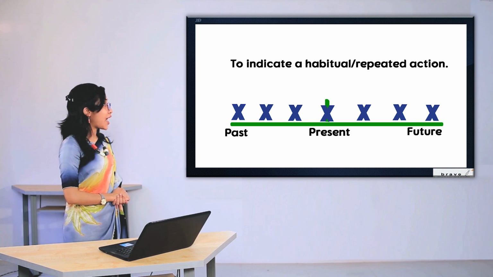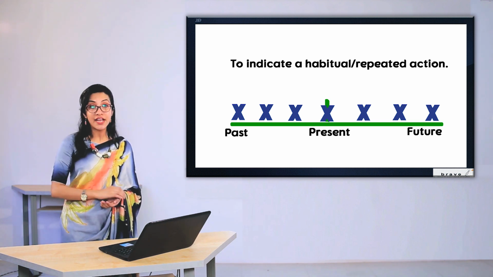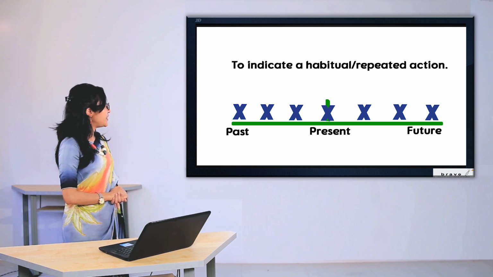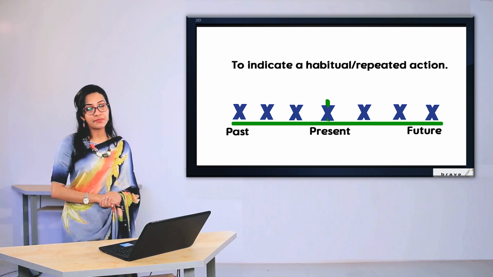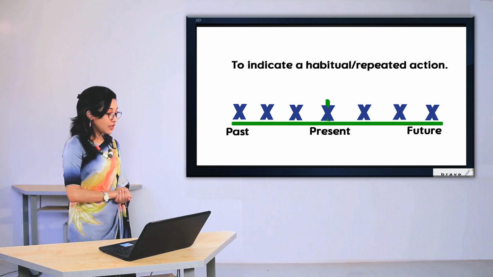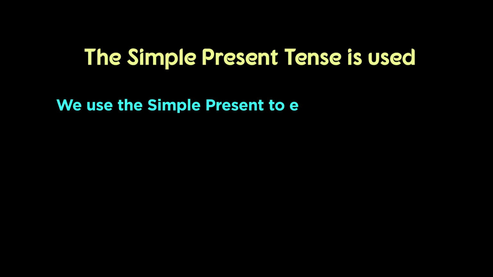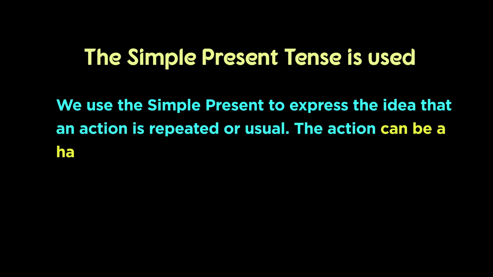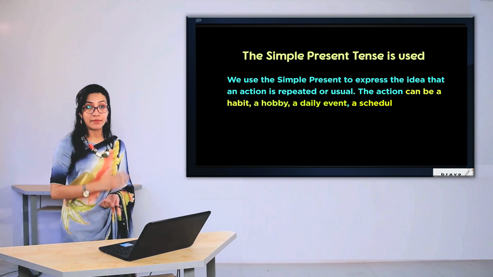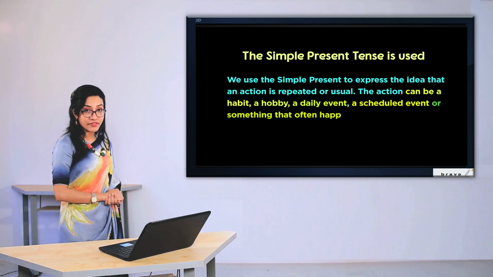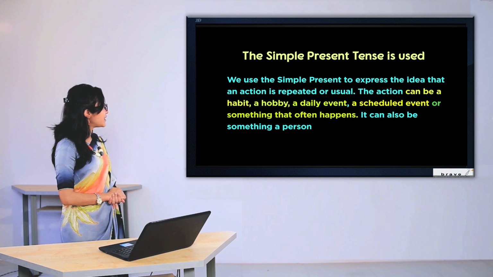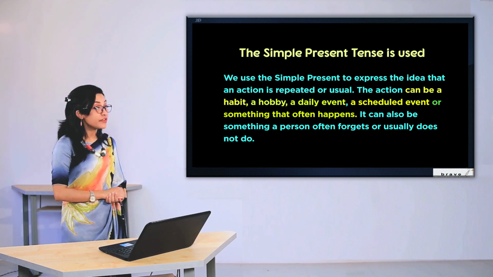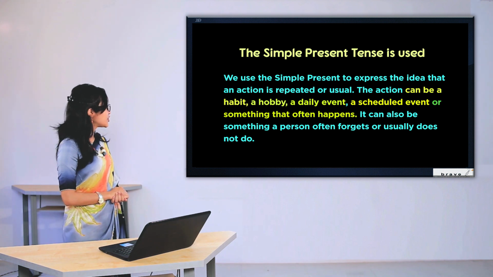But the events that are happening in this picture are continuous. That means these are repeated. To indicate a habitual repeated action, we use simple present tense. We use the simple present tense to express the idea that an action is repeated or usual. The action can be a habit, it can be a hobby, it can be a daily event or a scheduled event or something that often happens. It can also be something a person often forgets or usually does not do.